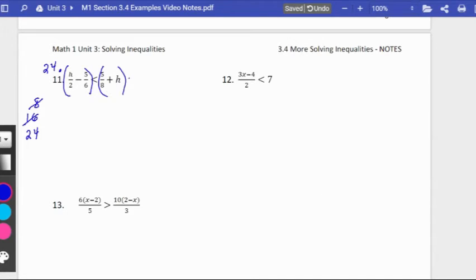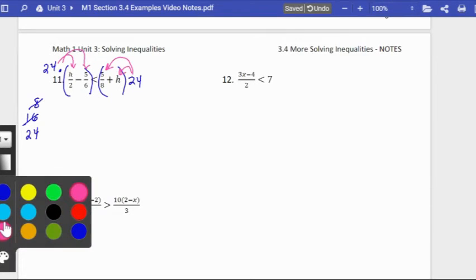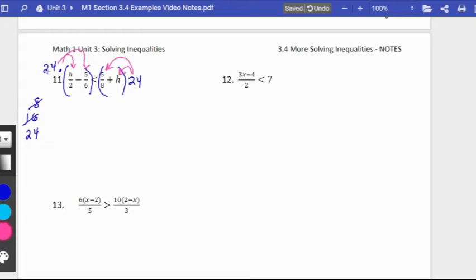So I'll multiply both sides by 24. Now when I do that, I have to distribute the 24 into each of these binomials. All of those. Let's do it. 2 goes into 24 12 times. 12 times h is 12h. 6 goes into 24 4 times. 4 times negative 5 is negative 20. The symbol is less than. 8 goes into 24 3 times. 3 times 5 is 15. And 24 times h is 24h.